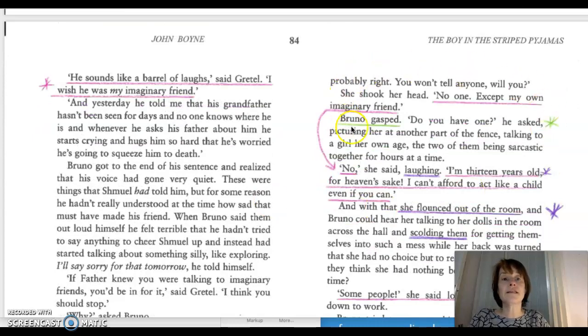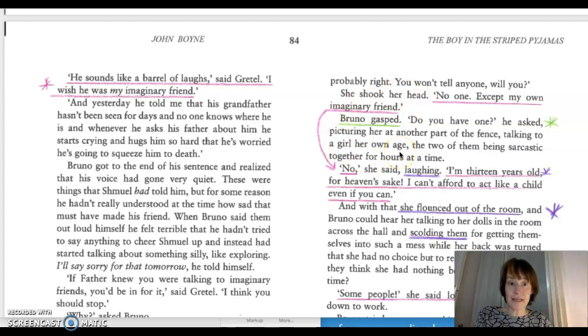The effect that she has on others, here it is. She's being so mean here because she's pretending. She's teasing him. She's pretending that she has an imaginary friend. She says no one except my own imaginary friend. And for one moment, Bruno, poor Bruno, he believes her. He gasped. Do you know what gasped means? It means he went like this. And this is the effect that she had on him.